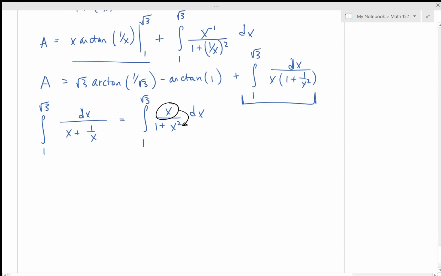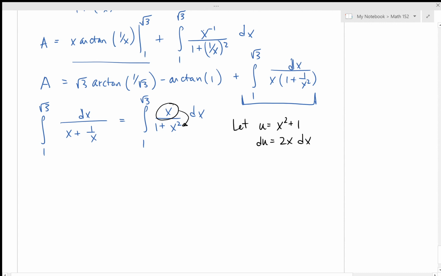So I'm going to make a substitution. Let u equal x squared plus 1, and then du will be 2x dx. Of course when we're substituting, we have to do a complete substitution, including the limits of integration. When x is equal to 1, u is 2, since 1 squared plus 1 is 2. And when x is equal to square root of 3, u is going to be equal to 4. Square root of 3 squared is 3, and 3 plus 1 is 4.